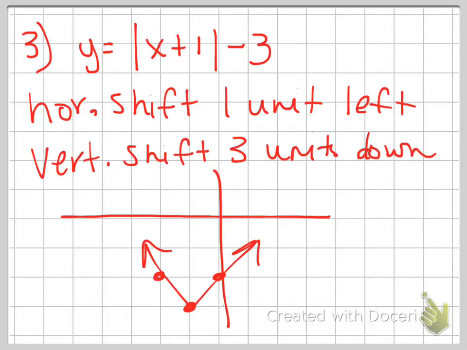You could always truly find the vertex, find a left coordinate, find a right coordinate. But man, if you can do that shortcut and save yourself some time, that might be 5 extra minutes of a little Netflix show that you need to watch. Okay, just keep that in mind.